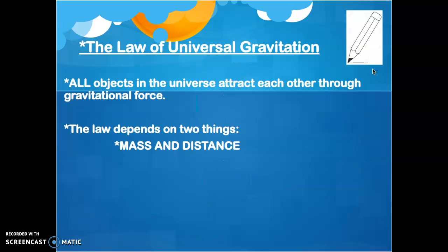All right, go ahead and write down the law of universal gravitation. All objects in the universe attract each other through gravitational force. And this law depends on two things. You need to write that down as well: mass and distance.